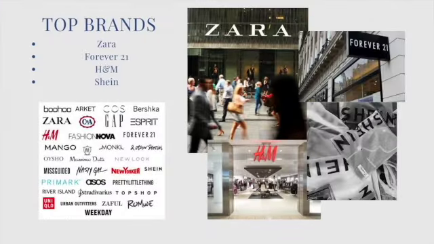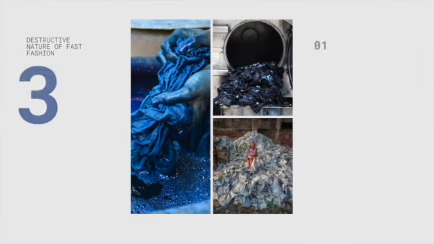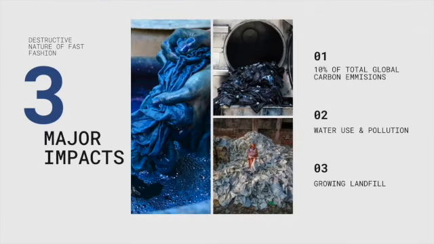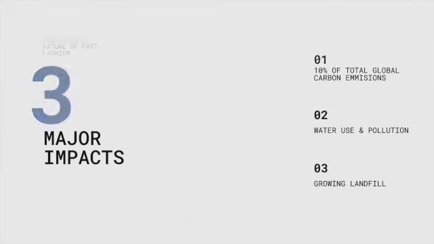Top brands include Zara, Forever 21, H&M, and Shein. These companies appeal to the public by advertising trendy styles at affordable prices. The fashion industry is the second largest polluter in the world, as it produces a large amount of waste and harmful pollutants. Manufacturing processes rely on chemicals that heavily pollute our air and water. Fast fashion is responsible for 10% of the world's total carbon emissions and 7% of the greenhouse gas emissions.